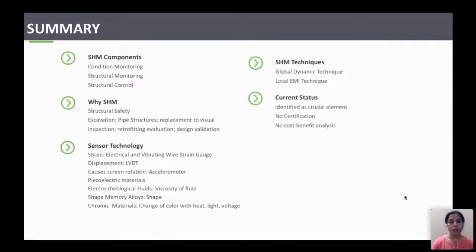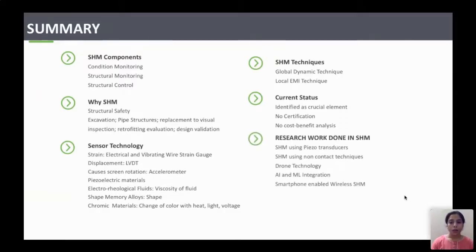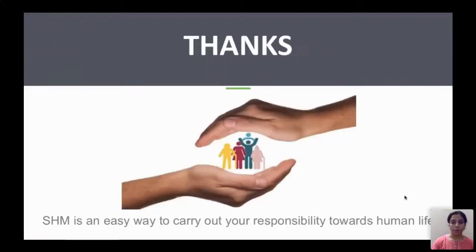Then the current status of SHM is that no certification is available. And we also reviewed some of the research work done in SHM. And finally, we learned about the challenges which are acting as a retaining force in the way of SHM. So in the end, I would say lastly that SHM is an easy way to carry out your responsibility towards human life. So we should practice it. Thank you.